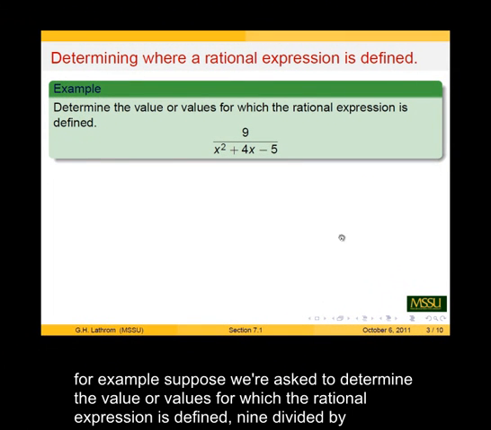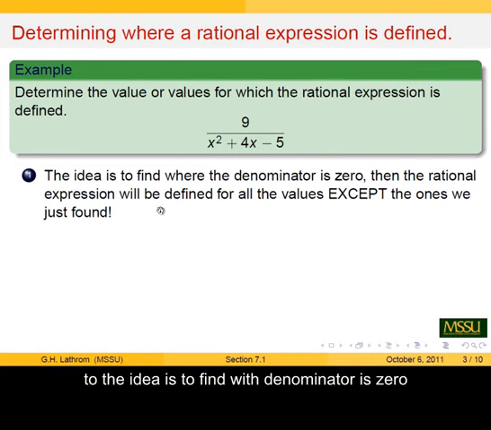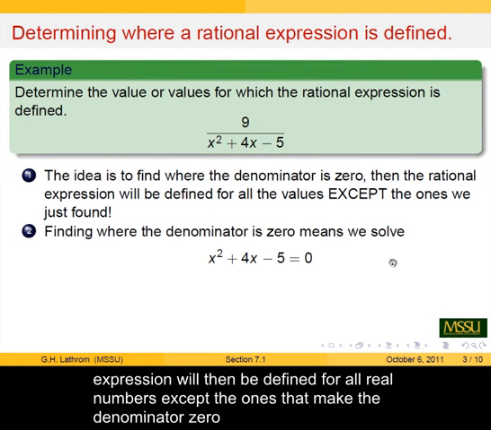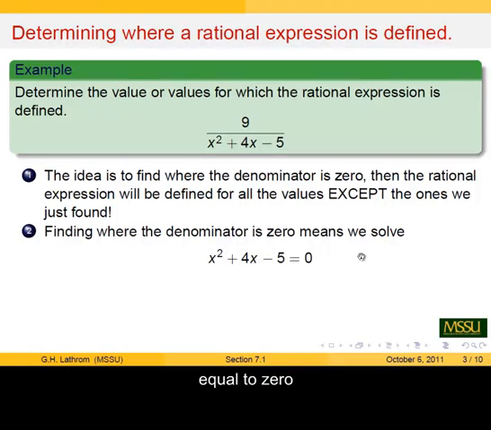For example, suppose we are asked to determine the value or values for which the rational expression is defined. Our expression is 9 divided by x squared plus 4x minus 5. The idea is to find where the denominator is zero. The expression will then be defined for all real numbers except the ones that make the denominator zero. Finding where the denominator is zero means that we solve x squared plus 4x minus 5 equal to 0.